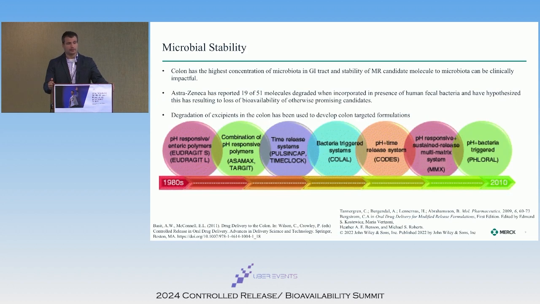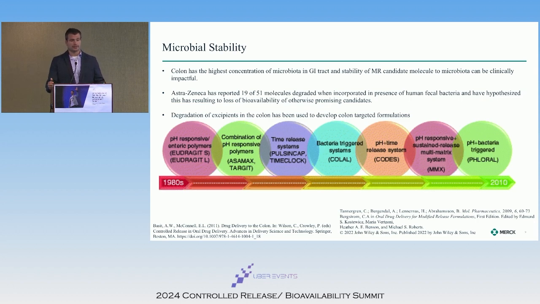And then the other part that AstraZeneca's been more recently publishing about is microbiological stability. So the colon has your highest concentration of microbiota in the GI tract, and what they've observed is they've seen good candidates by the DCS, BCS class end up being poor candidates in vivo due to the fact that the drug's being degraded.